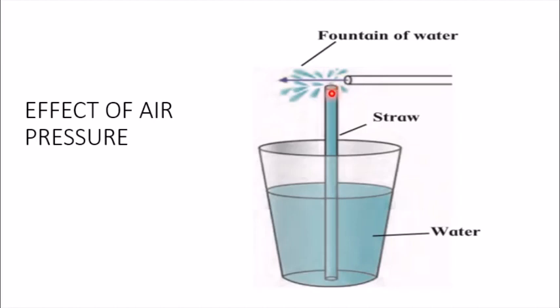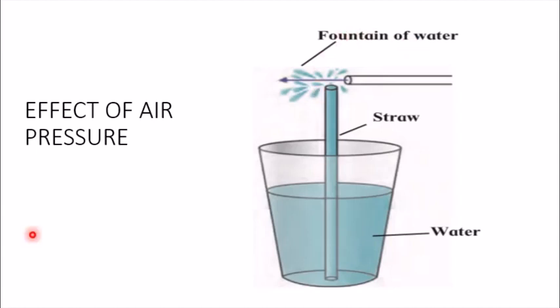So what happens is, here the air decreases, and the air pressure which is outside, that is around this thing, is more, and the air pressure which is near the straw is less. So because of the low air pressure, the water comes in the upward direction, and because of which you can see the fountain of water.